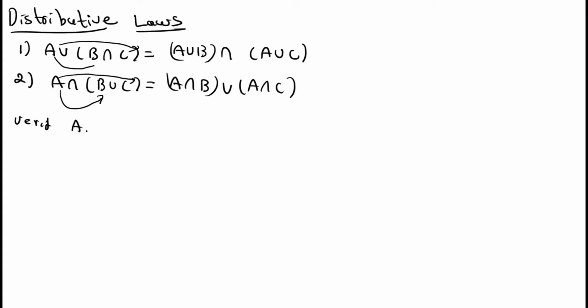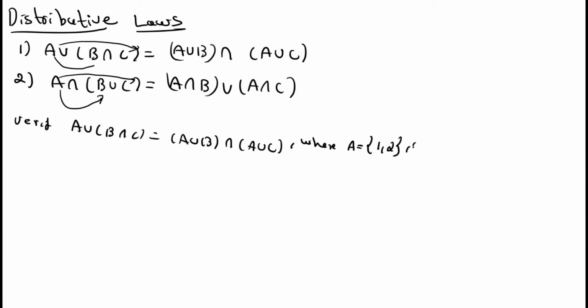Okay, suppose in the examination they will give: verify A union (B intersection C) is equal to (A union B) intersection (A union C), where set A is equal to {1, 2}, set B is equal to {1, 2, 3}, and set C is equal to {1, 2, 3, 4}. Okay, you need to verify this property.